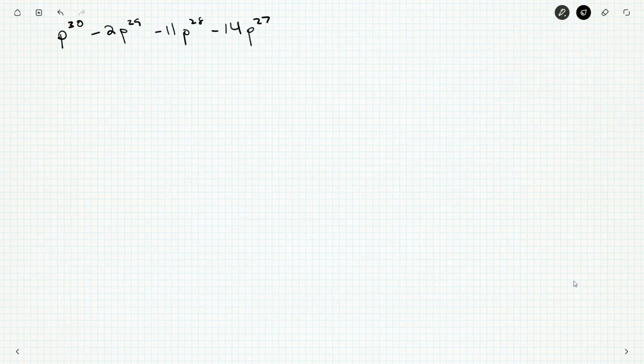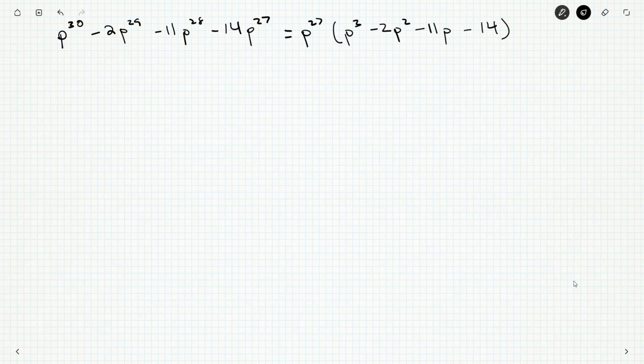But there's such a gap between these exponents and the 5s that I feel compelled just to look at this on its own. Now, I don't know, for example, that this equals 0 or something. If it did, that would be amazing, and it would just knock everything away. But I can take out the 27, and then I'm left with p cubed minus 2p squared minus 11p minus 14.